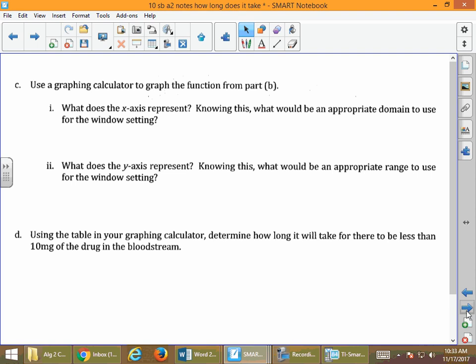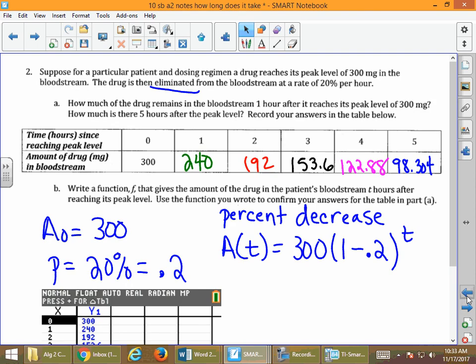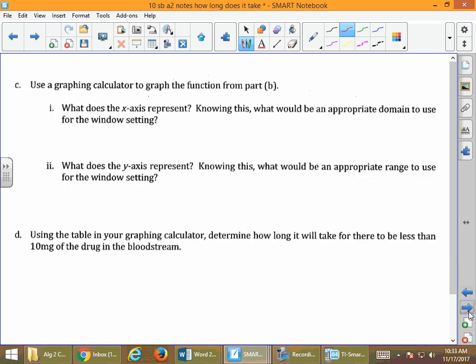But we want to use our graphing calculator here, and the nice part is that we already have it typed in. But we're also asking, what is x and what is y in this problem? Once again, if you go back and think about it, here's x and here's y. So we've got the time for our x-axis, and we've got the amount of drug in the bloodstream. So let's say drug in bloodstream.